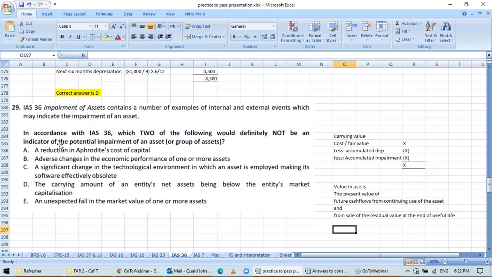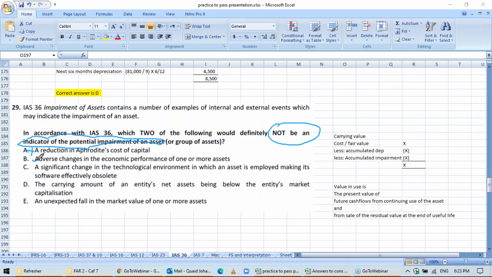So out of these, what they ask, in accordance with IAS 36, which two of the following would definitely not be an indicator of potential impairment of an asset. You have to tell which ones are not indicators of impairment. So see, a reduction in Aphrodite's cost of capital is not an indication for impairment. Why? Because if the cost of capital or the interest rate declines, the present values will increase, right? And also if interest rates fall, the fair values of assets increase. So if the values increase, you will be able to recover the cost of the asset. So the impairment won't take place, right?